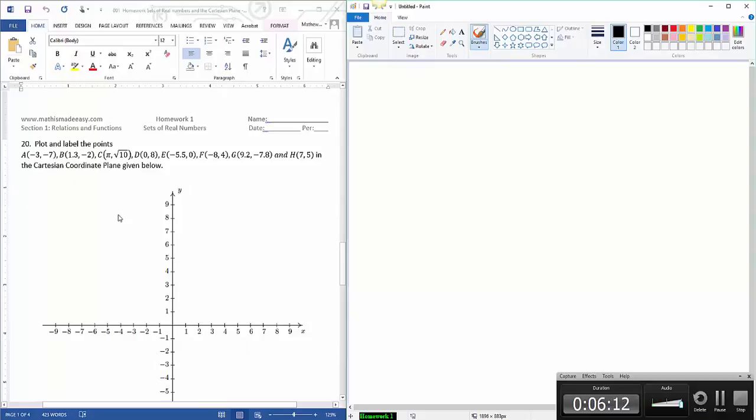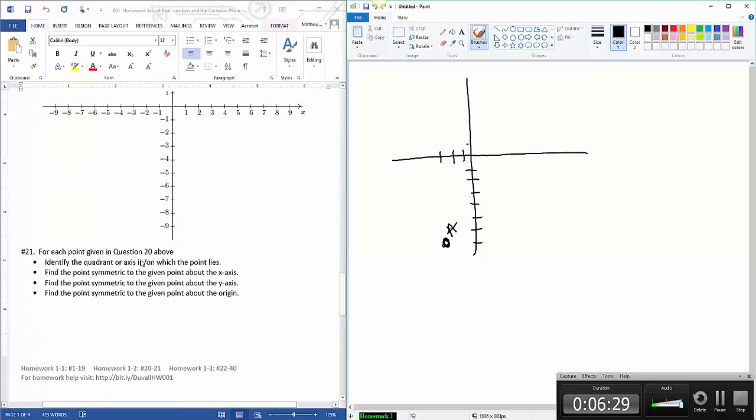Let's examine point A. If I were to draw that, point A is going to be -3, -7. 3, 4, 5, 6, 7. So that's point A. It says identify the quadrant that it's in. So the first bullet point, it's in quadrant number 3.